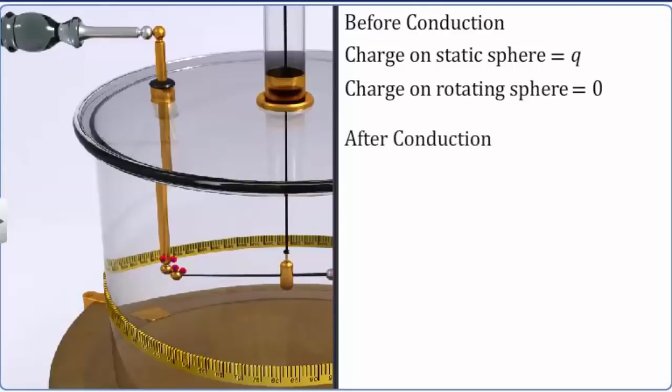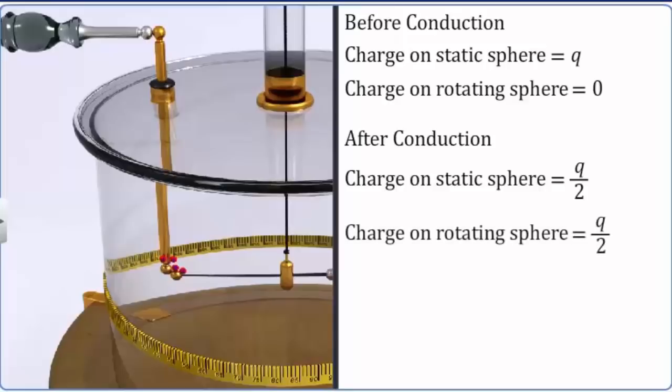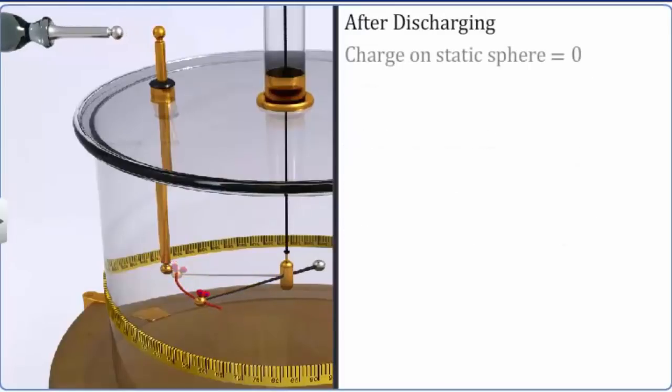Due to conduction, the charged static sphere now loses half of its charge, that is, Q by 2 to the other sphere. This happens because the two metal spheres are identical in size. Now, both the spheres are identically charged with a charge of Q by 2 each. They start repelling each other since like charges repel. The measure of repulsion is the amount of deflection or the angle through which the sphere attached to the rod is displaced. The static sphere is now discharged by grounding.